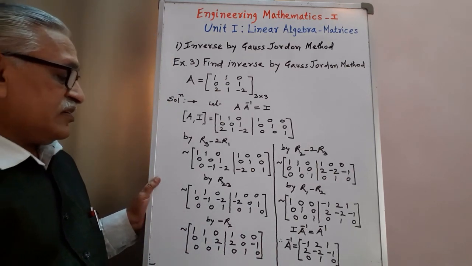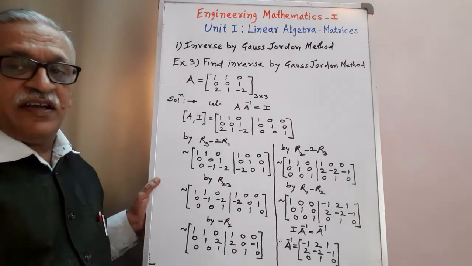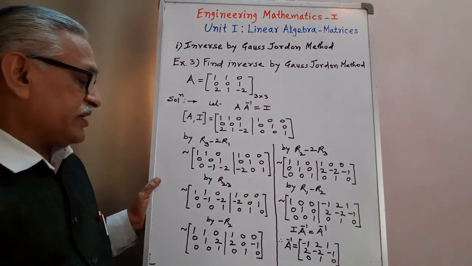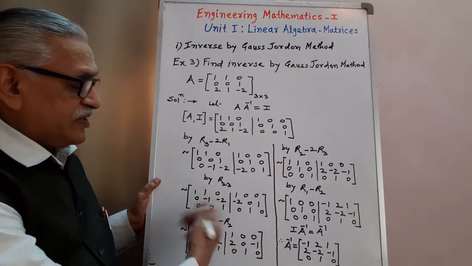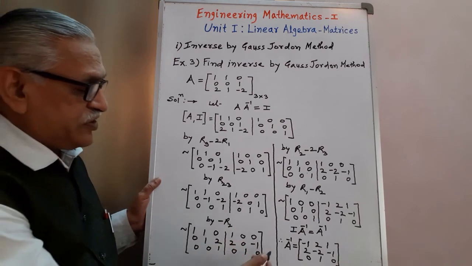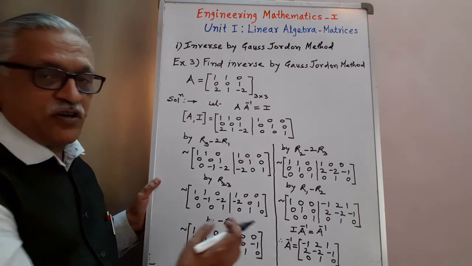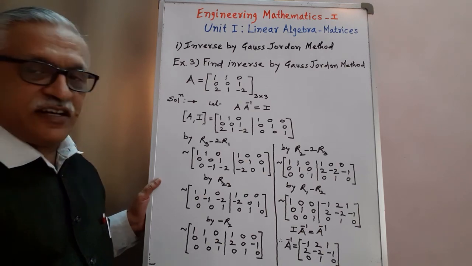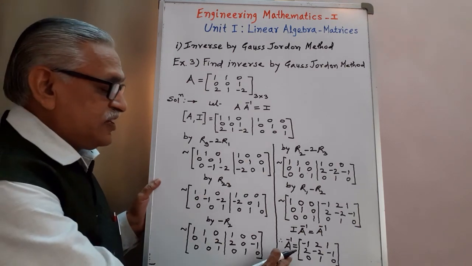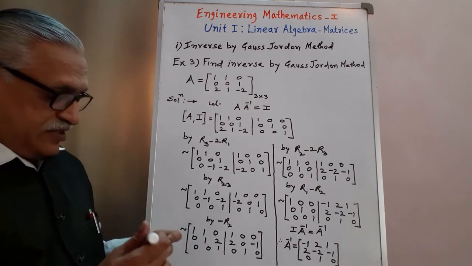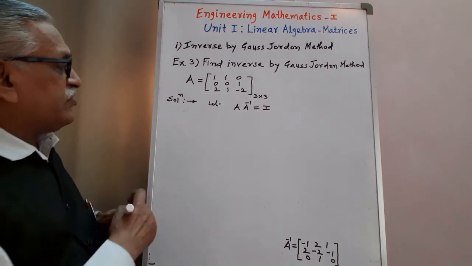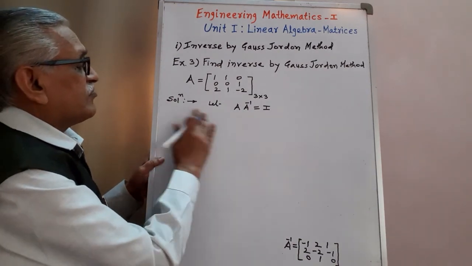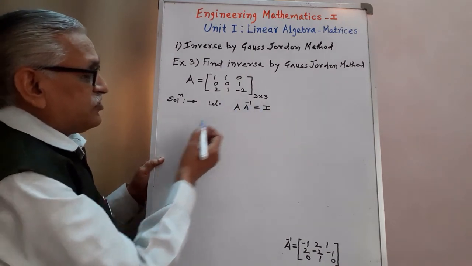Okay, this is the required A inverse by Gauss Jordan method. Then we can cross check whether we get the product of A into A inverse as the identity matrix. If we get the identity matrix, it means whatever answer we have obtained is the correct one. We cross check this. Therefore, A into A inverse is equal to I.